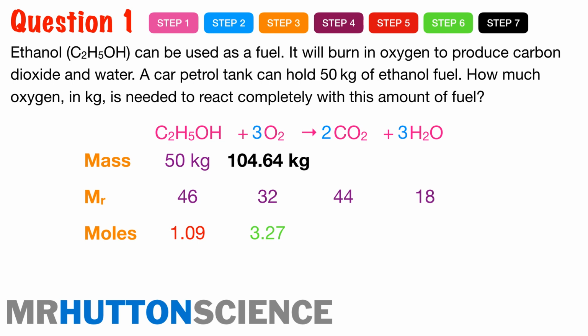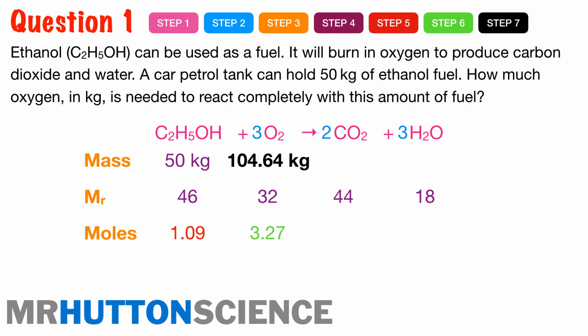Question 1. Ethanol can be used as a fuel. It burns in oxygen to produce carbon dioxide and water. A petrol tank can hold 50 kilograms of ethanol fuel. How much oxygen in kilograms is needed to react completely with this amount of fuel?